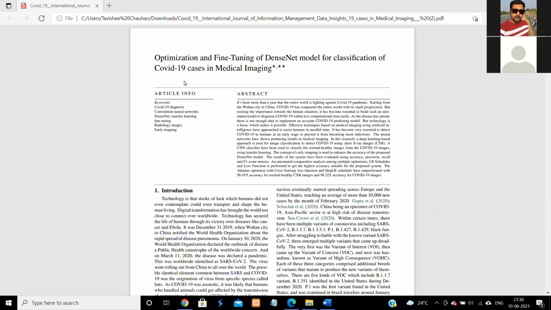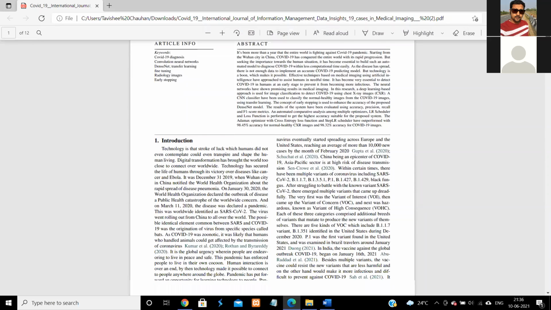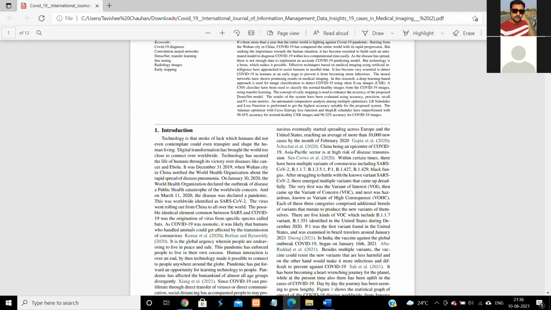imaging. We all know the impact of COVID-19 has been increasing day by day. So we need some particular technique that classifies COVID-19. This particular paper is written in correspondence with that. At first, we have to write about the abstract. I'll tell you about the basic flow of a research article.